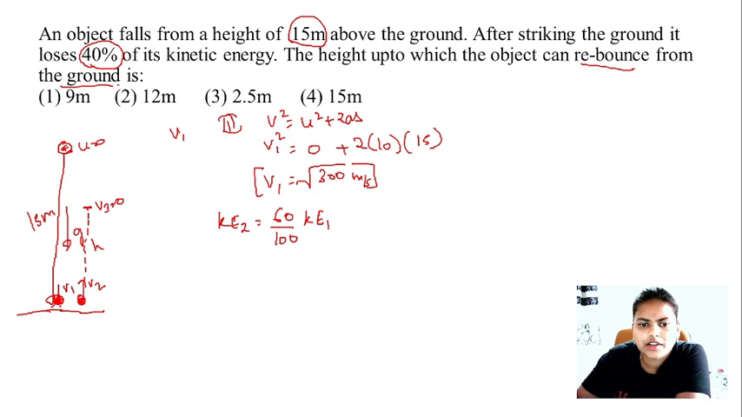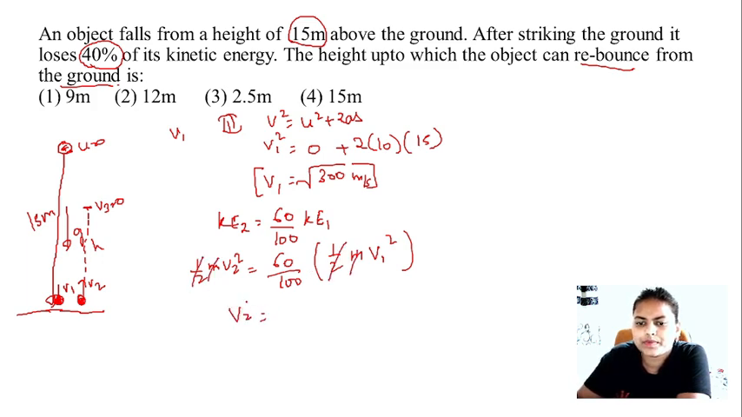Kinetic energy at point 2 is equal to 60% of the initial kinetic energy, because 40% is lost in the collision between the ball and the ground, and when it rebounds it has only 60% of the initial kinetic energy. So I can write half m v2 square would be equal to 60 upon 100 into half m v1 square. Half got cancelled and m got cancelled. So v2 square is 6 upon 10 into 300, which is 180. So v2 is equal to root of 180 meter per second.